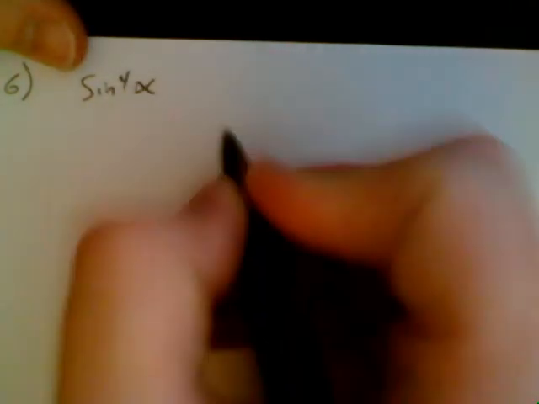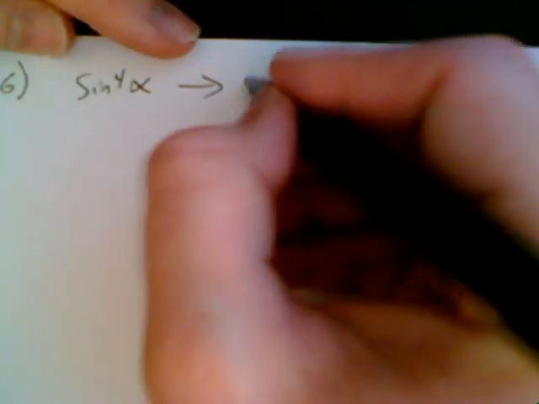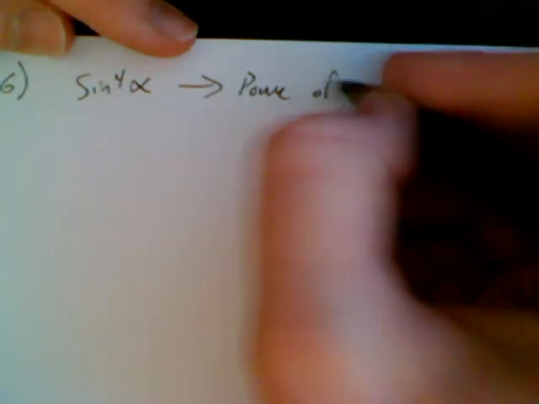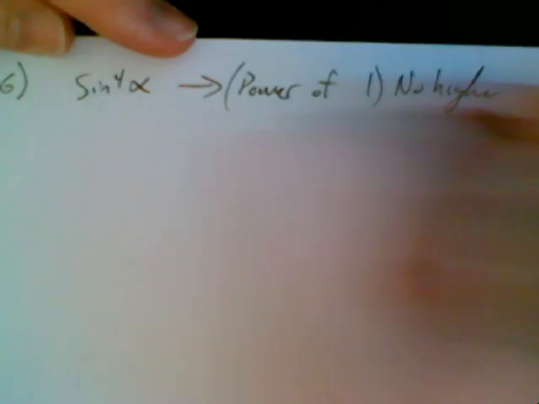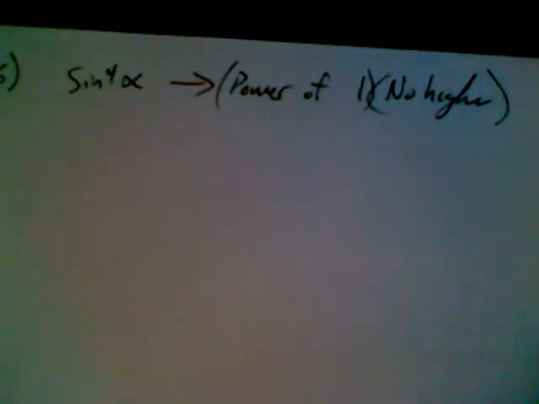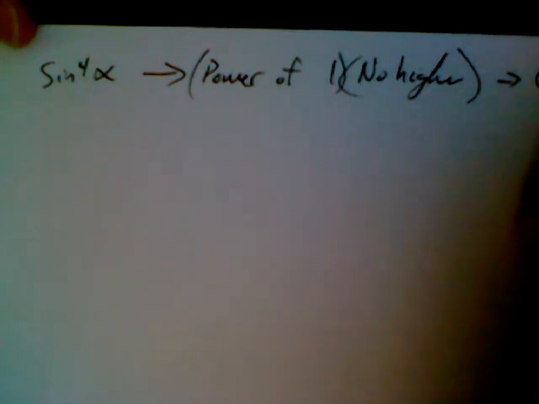We still have time. I'm going to go ahead and do problem 6 as well. Number 6 is a nasty problem, okay? Number 6 is saying take sine to the power of 4 alpha and write it in terms of the first power. So what I'm saying is I want this with a power of 1 and no higher, okay? That's what I want, a power of 1, no higher, of 1 or more cosine functions, and this all needs to be in terms of cosine, okay?